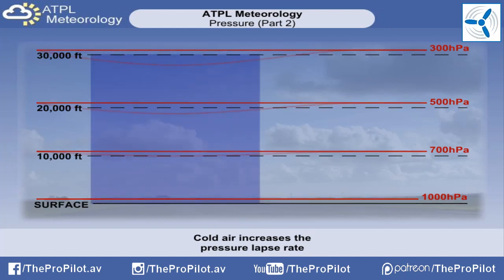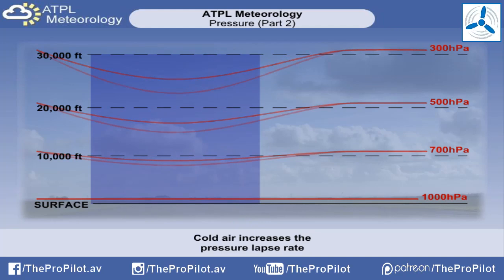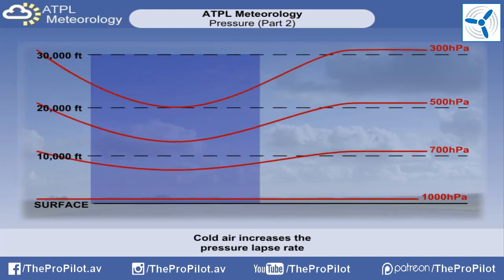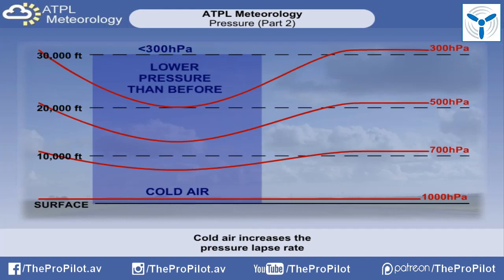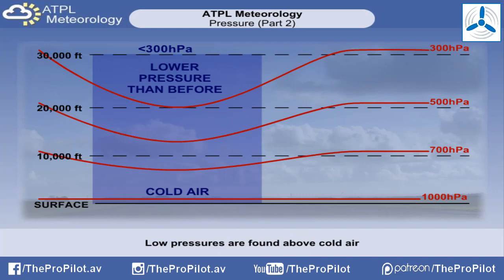However, when the air on the left is cooled, we can see that the isobar levels start compacting and sinking towards the cold air. This has the effect of reducing the pressure at any given height. Look at the pressure now at 30,000 feet in the cold air. It is no longer 300 hectopascals. You can see the pressure is much less now. We can summarize to say that cold air causes isobars to compact in the vertical, increasing the pressure lapse rate and reducing the pressure even more at any given height.